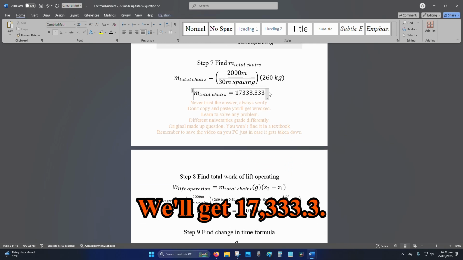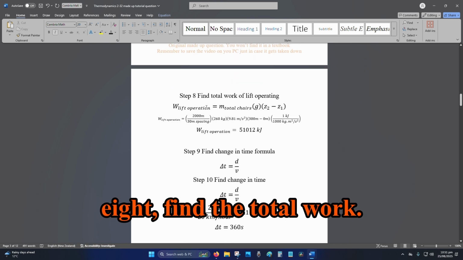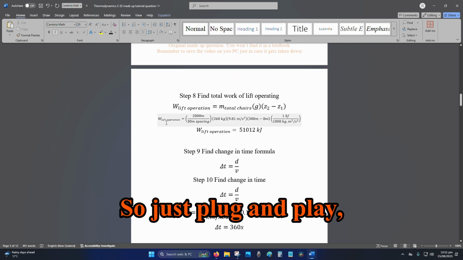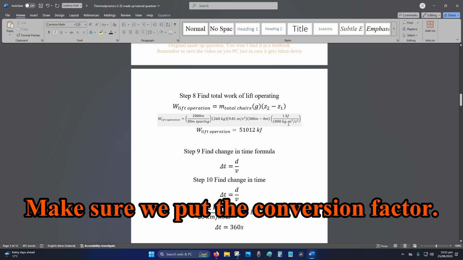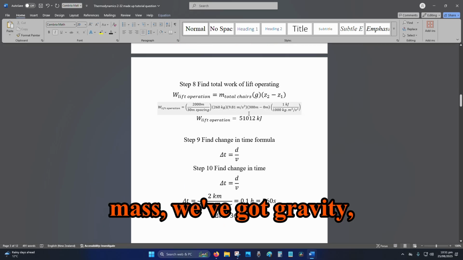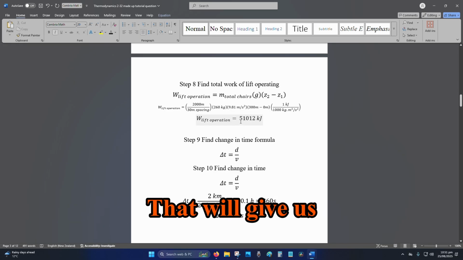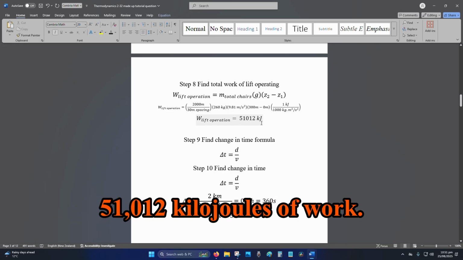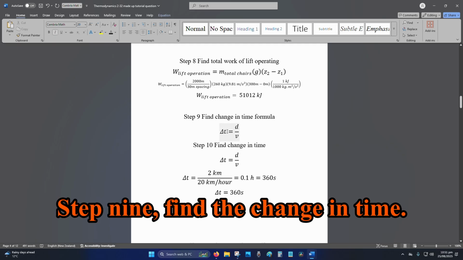We'll get 17,333.3 kilograms. Step 8, find the total work. So just plug and play. Plug in everything that we found. Make sure we put the conversion factor. So we've got our total mass, we've got gravity, and then the change of elevation. So that will give us 51,012 kilojoules of work.